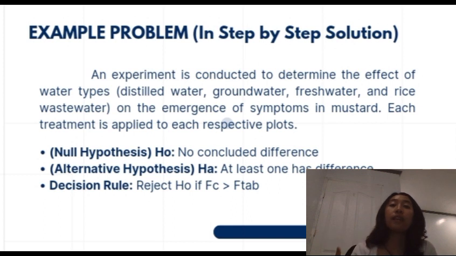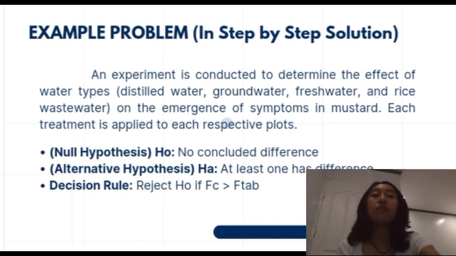So, if you can see down below, we have the null hypothesis, alternative hypothesis, and the decision rule. Our null hypothesis states that there is no difference between the treatments. However, in contrast, in our alternative hypothesis, at least one has a difference. And then, our decision rule in CRD is to reject the null if F computed is greater than F tab.